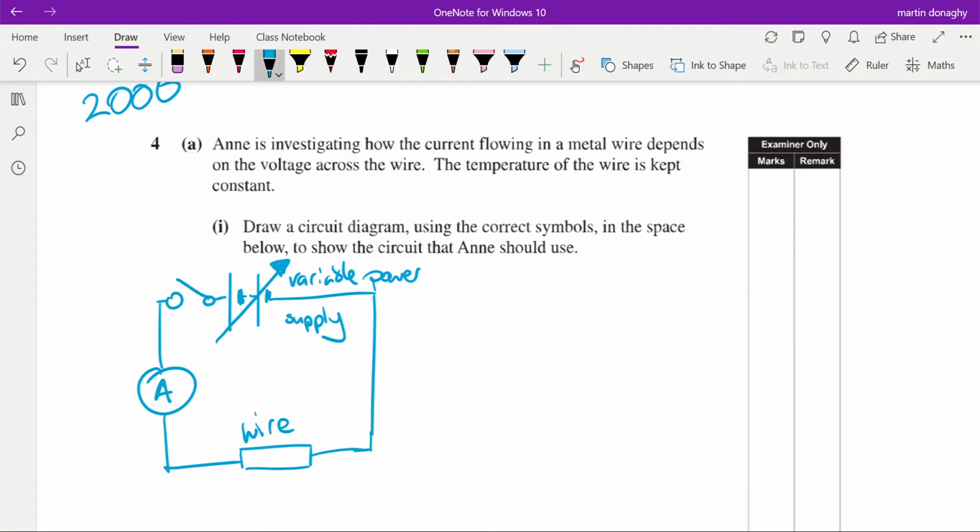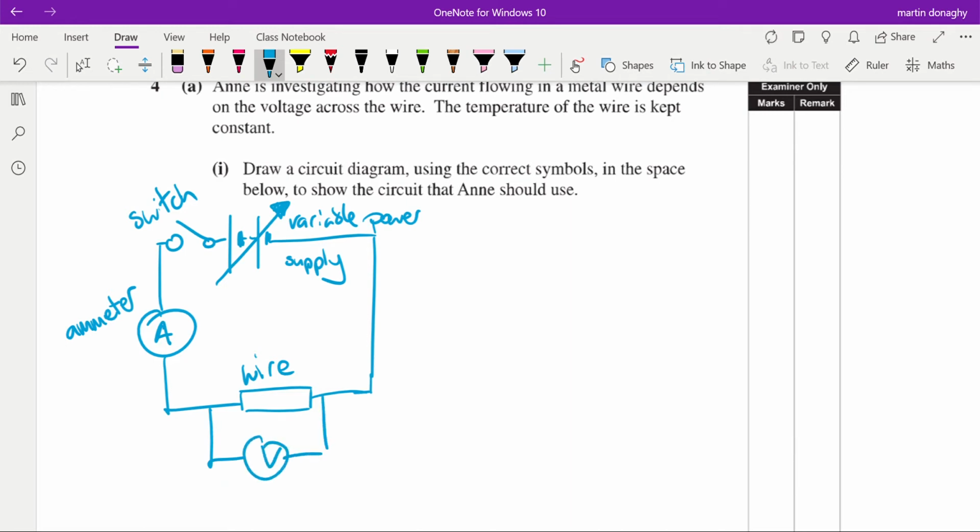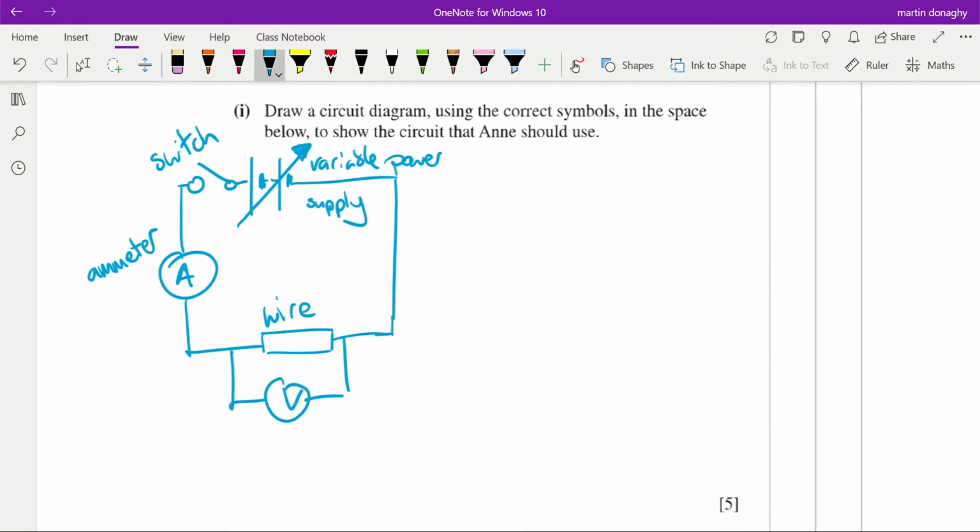We also want that little switch in there. I would draw them initially, and I would label things in my diagrams and just get into the habit of doing that. And then finally, I would add a voltmeter in parallel across the wire.